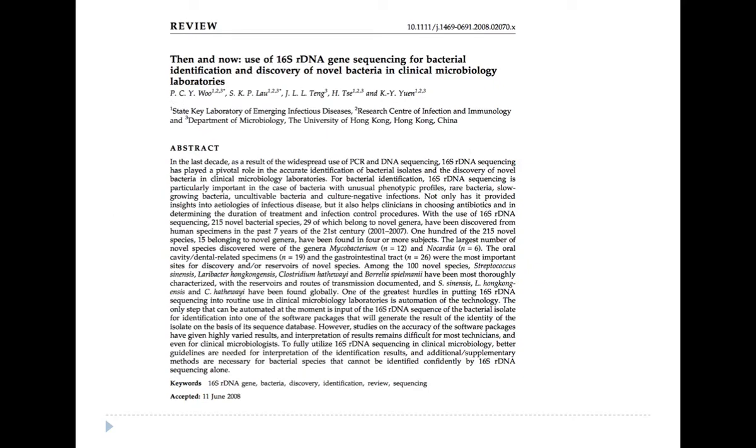Here's a paper from a group in Hong Kong who I've had some dealings with in the past, where they actually reviewed the use of 16S gene sequencing for bacterial identification. And so what you can do in the clinical lab is you've got an organism growing in front of you, you don't know what it is, you can just do a PCR to get its 16S gene and then you can sequence it. And this is what they did, and they summarise. They say that basically it is a very useful technique in this kind of setting.